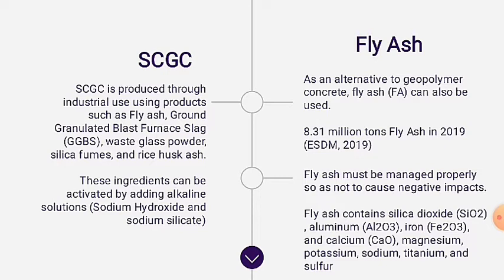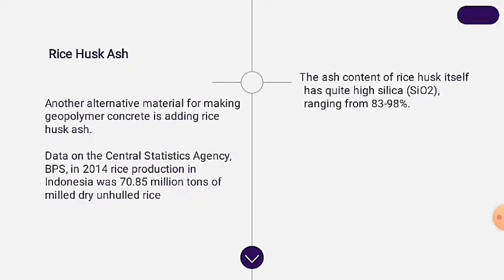As an alternative for geopolymer concrete, fly ash can also be used, because the amount available was more than 8 million tons of fly ash in 2019. Another alternative material for making geopolymer concrete is rice husk. In 2014, rice production in Indonesia was more than 70 million tons of milled dry unhulled rice. The ash content of rice husk itself has quite high silica.